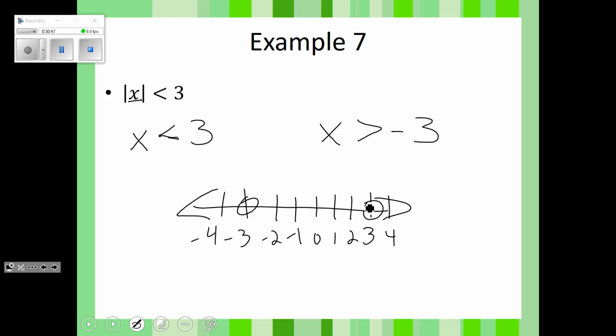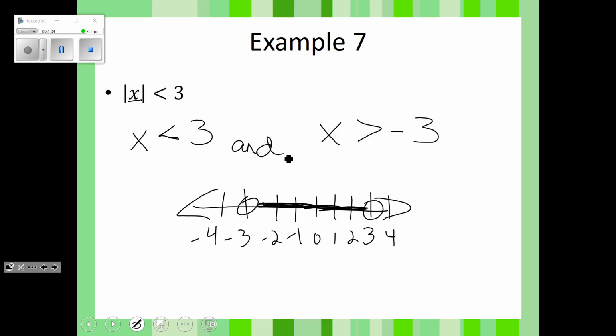To the left. What's greater than negative 3? To the right, so where would I shade? In between. So tell me, would this be an and problem or an or problem? An and problem. So here's why.